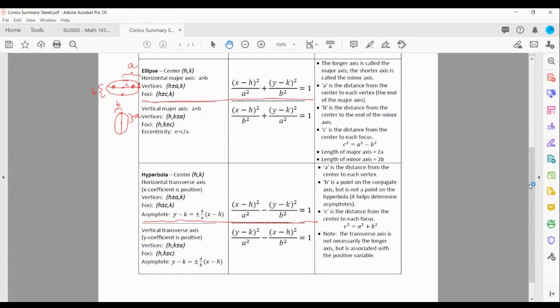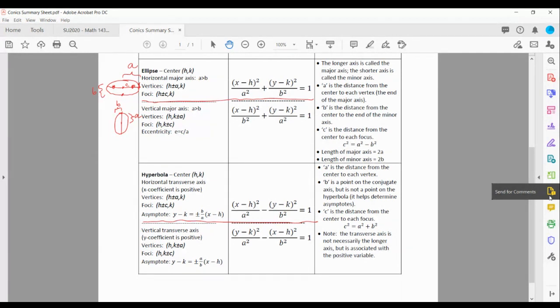And so watch for that. If you have denominators that are different, but they're added together, you've got an ellipse. If you have denominators that are different, but they're subtracted, you've got a hyperbola. So there's a difference to watch for. Again, we've got a relationship of C, A, and B, though that one looks exactly like the Pythagorean theorem.